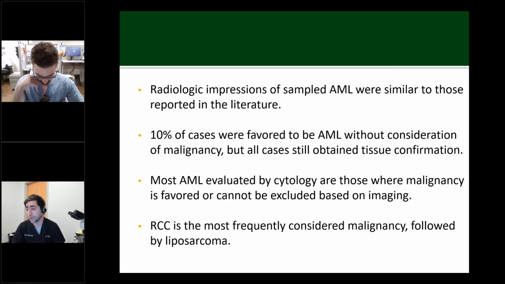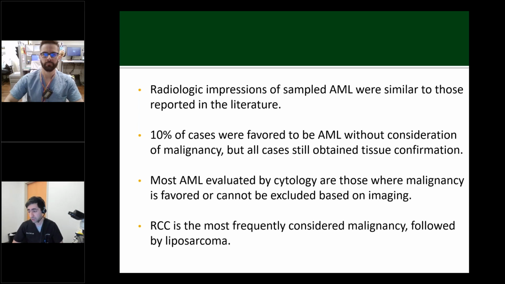The authors also emphasized that while radiological impressions of angiomyolipoma in this study were consistent with those reported in the previous literature, a subset of cases will still require tissue confirmation despite being favored as angiomyolipoma without consideration of malignancy. This suggests that some cases with imaging findings indicative of angiomyolipoma may still need a tissue diagnosis due to clinical uncertainties or the presence of other differential diagnoses, such as renal cell tumor and others.